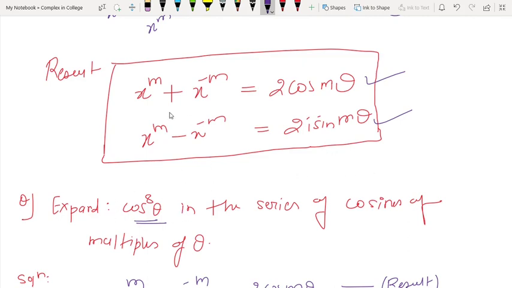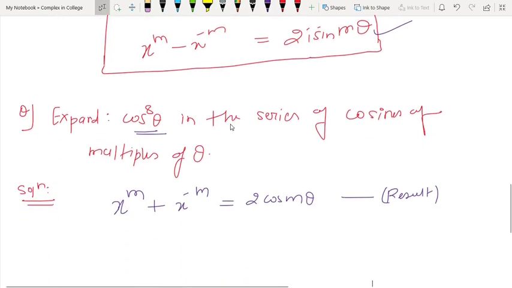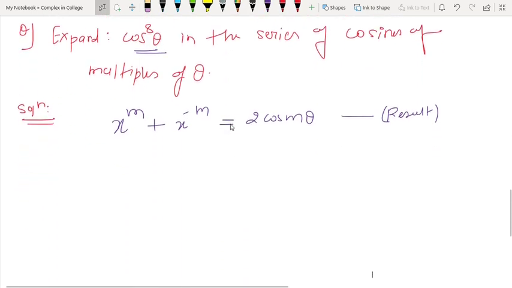That's why we need to use the first expansion, not the other one. So this is what we have, cos raised to 8 theta in the series expansion of multiples of theta. तो यहाँ पे मैंने रिजल्ट लिख लिया है. What next? Just put m equal to 1. So put m equal to 1.